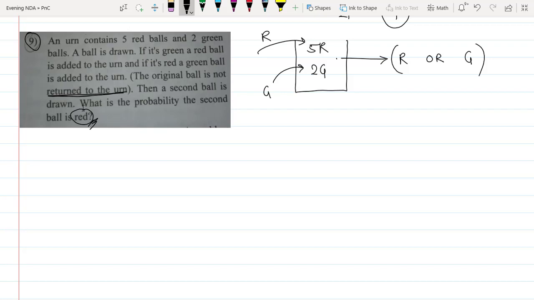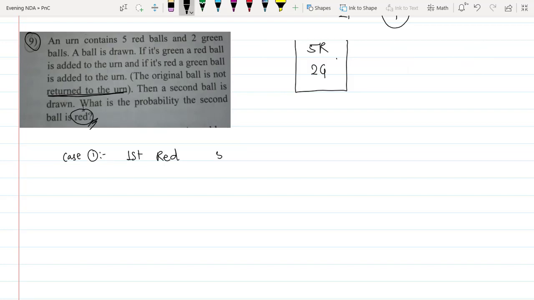See, now how will we do it. I will say that okay, there is no need for case 1 and case 2, but we will consider it. First ball is the red ball we will consider. First red ball we are drawing. So what is the probability of getting a red ball here? From this container, tell me what is the probability of getting a red ball? 5 by 7. It will be 5 by 7.